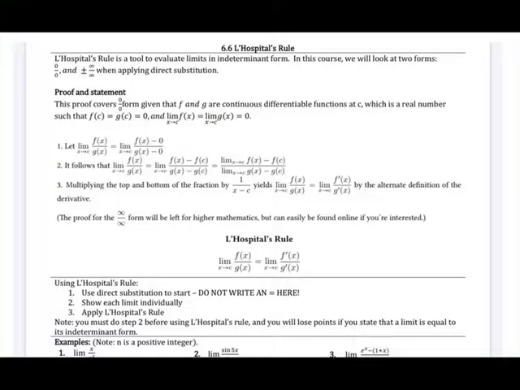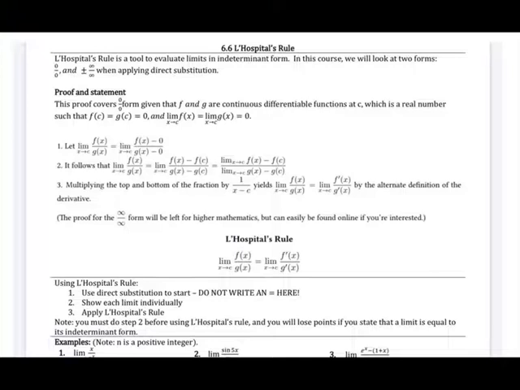6.6 is on L'Hopital's rule, and L'Hopital's rule is a tool that helps us evaluate limits where, when we use direct substitution, we end up with indeterminate form. Meaning, if we use direct substitution, we end up with 0 over 0 or infinity over infinity and so forth. So I'm going to start with the proof that covers 0 over 0.